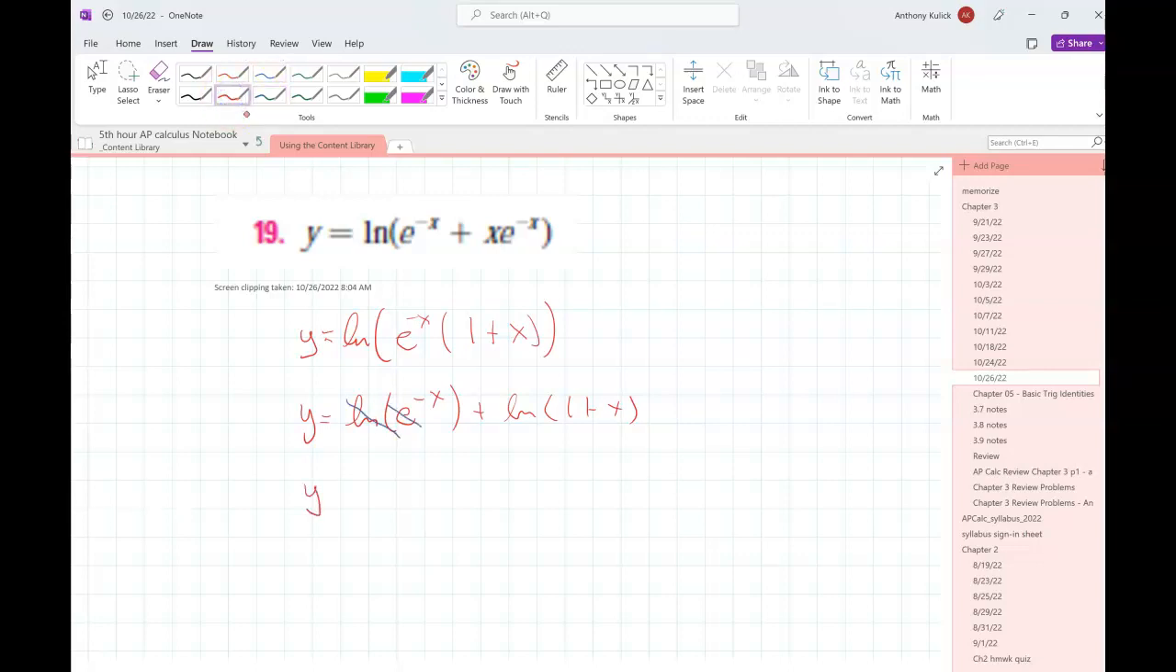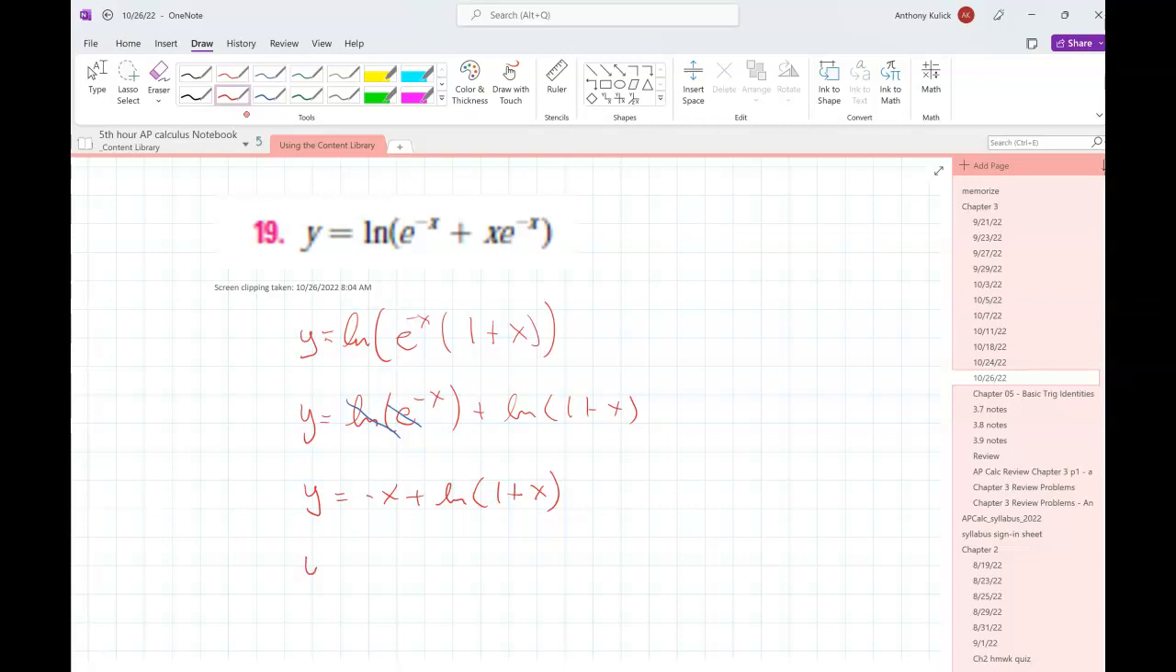Just negative x. So if it was like e to the fifth, it would be 5. Correct. 100% correct. Tate's doing so far so good. Yeah. And now, look how much easier this is.